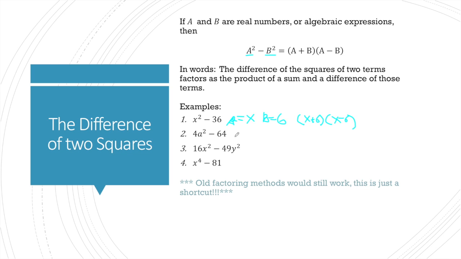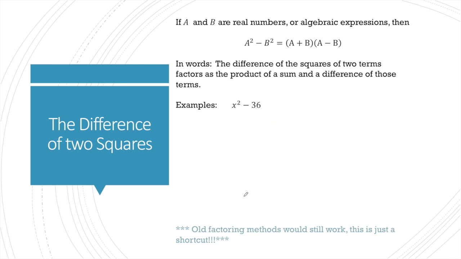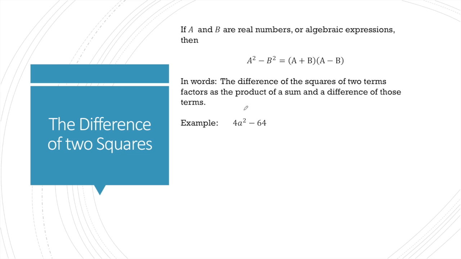It's important to note for all of these, you can still factor the old way. This is just a shortcut. So let's work on some more examples. We already did this one. Go team. What if I have A squared minus B squared, and I've got 4a squared minus 64?